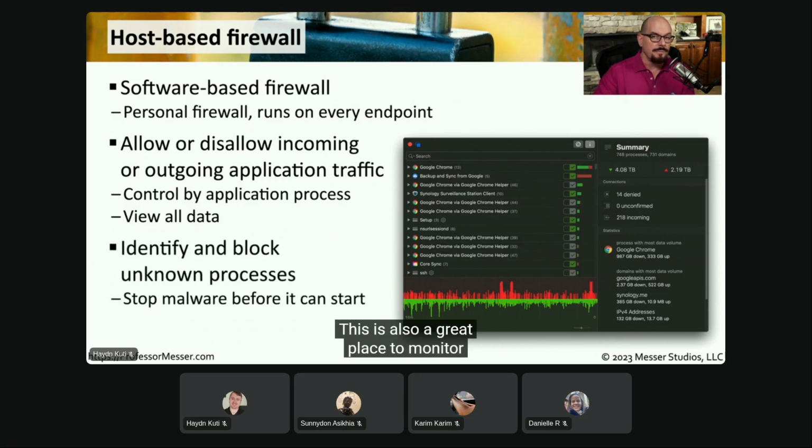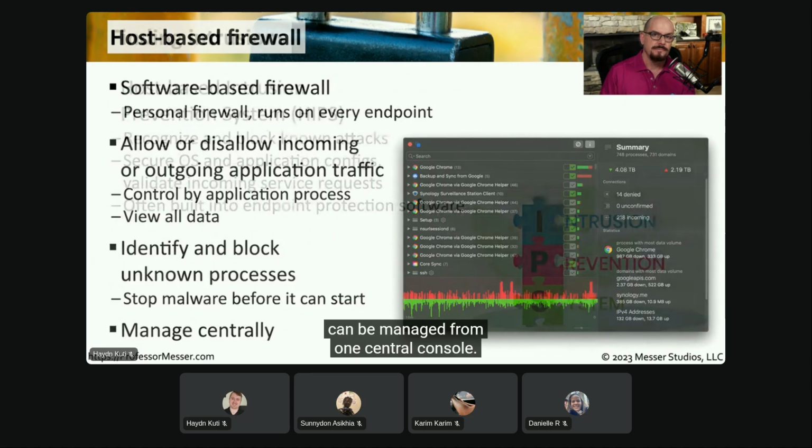This is also a great place to monitor for unknown processes that may have been launched because of malware or some type of security vulnerability. And if the host-based firewall sees something unusual, it can be configured to automatically block that traffic until administratively approved by the user. This software-based firewall is running on each individual system, but it can be managed from one central console.